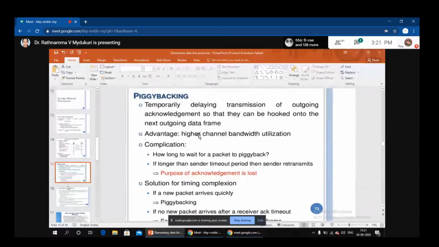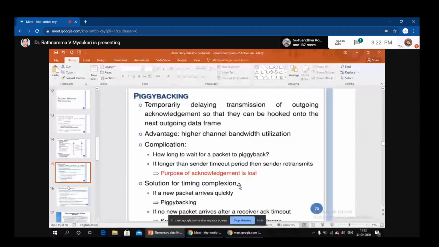Okay. But what is the complication present in this one? How long does the sender have to wait for piggybacking? Because we will be waiting for a certain period of time. Within that time, if you are not getting back a reply, the sender will resend the same frame, right? So that is the problem here: how much time a sender has to wait for piggybacking.